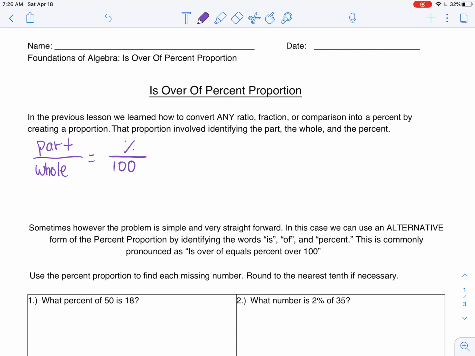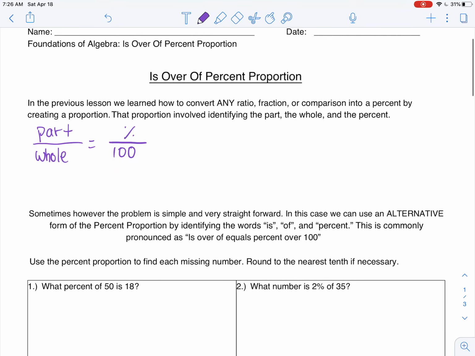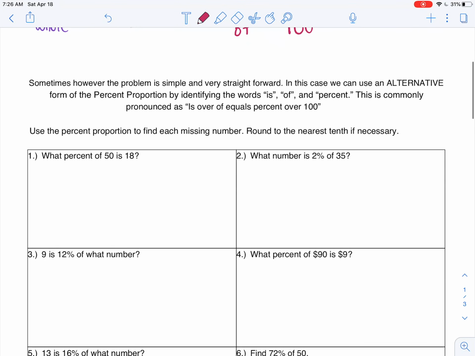But sometimes we're not going to be given a part and a whole per se. We're going to be given words such as is and of and percent, okay? So when we're given a problem that has is and of, we use a very similar proportion, okay? So the proportion that we're going to be using today is is over of equals percent over 100. And you'll see the words is and of and percent in the problems. So use the percent proportion to find each missing number. Round to the nearest tenth if necessary.